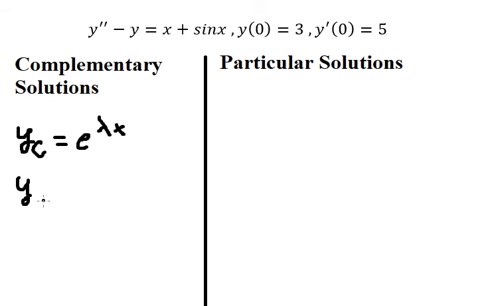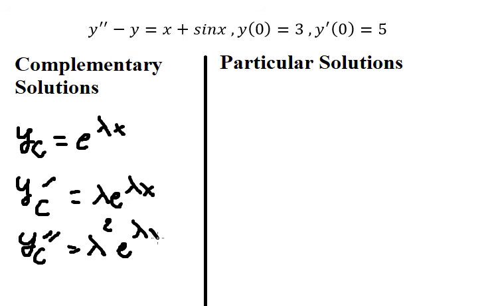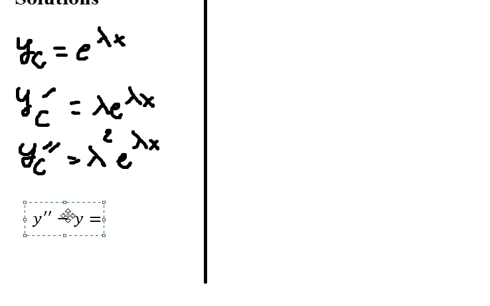Later we need to do the first derivative of yc, and we have lambda e to the power of lambda s. When we do the first derivative of this one, we keep the same e to the power of lambda s, and then we differentiate lambda s, and you get lambda. Now we go to the second derivative of yc, and we get lambda square e to the power of lambda s. Because this is about complementary solutions, I will put this one equals to number 0.